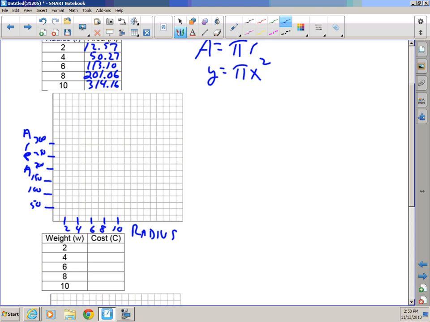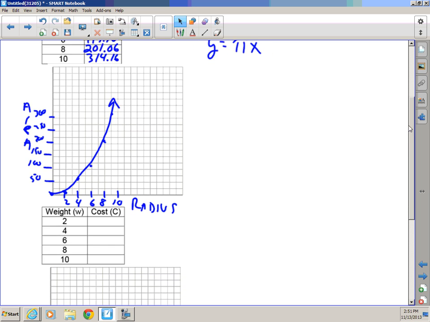So now I'm going to graph this: 0, 0; 2, and obviously it's not exact, but it's going to be good enough for what we need. 4 is a little bit above 50. 6 is a little bit above 100. 8 is a little bit above 200. And 10 is a little bit above 300. And we get a figure as such.